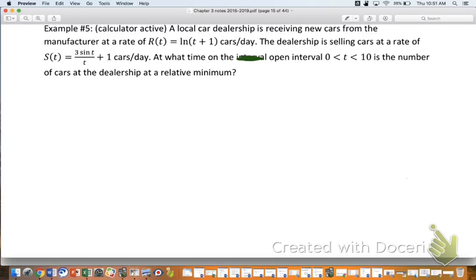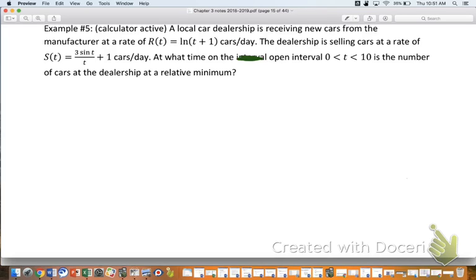The dealership is receiving cars, so adding cars to the total at the rate of R of t, and losing them at the rate of S of t. R of t minus S of t. So yeah, we're getting into some good details there, but the basic plot makes sense. The dealership is getting cars and selling cars. How would you define, in real life terms, what the relative minimum gives you? 0 to 10 would be measured in days, right?